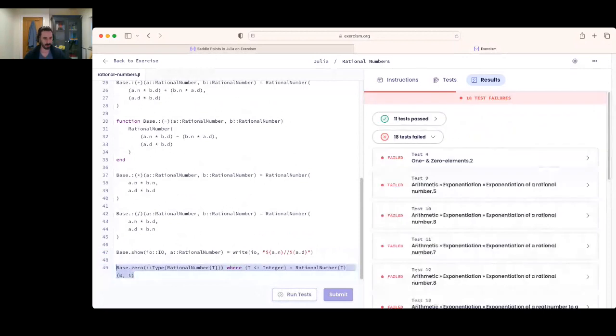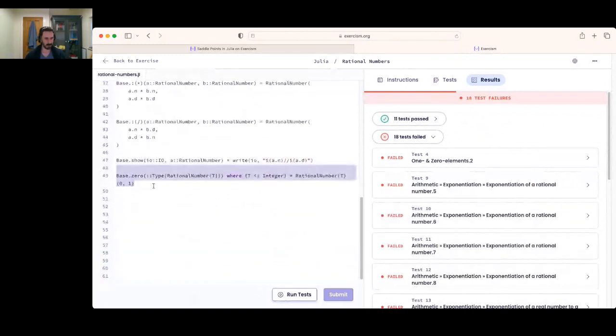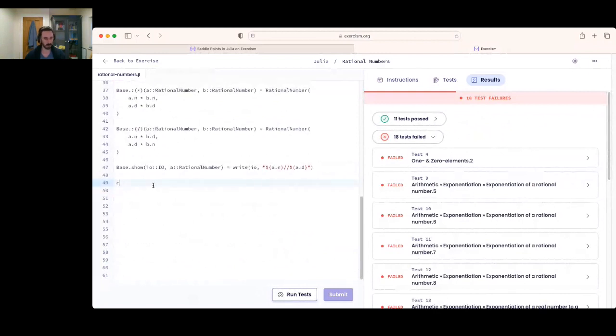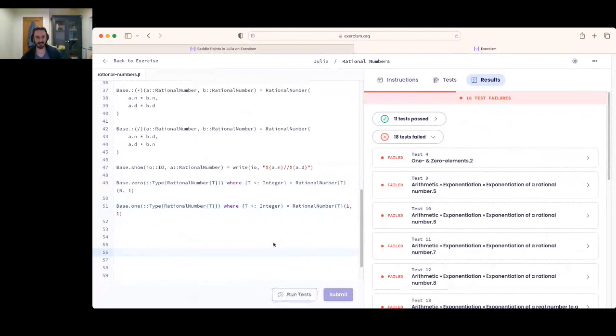Perfect. Now I'm just going to make a load of extra white space so we can see what we're doing. The great thing is this base.0 function is basically identical to what we want to do with the base.1 function. Copy, paste, and all we have to do is say base.1, and instead of being 0 over 1, it needs to be 1 over 1. Easy, right? Let's give it a go.